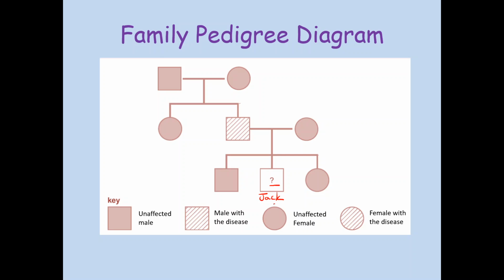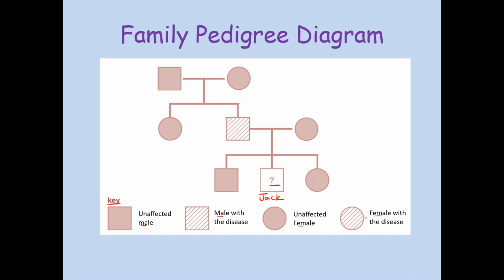Now one of the key things to always pay attention to is if it gives you a key. The key is really useful because it tells you what each of the shapes and the shadings mean. We obviously have males represented by squares, unaffected males, so male without a disorder is fully shaded, and then here we've just got the shaded lines. Same shadings here for females, but they're represented by circles.